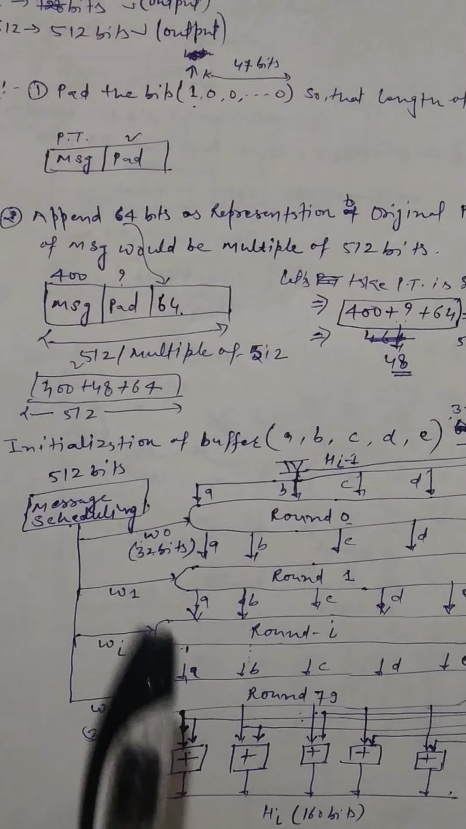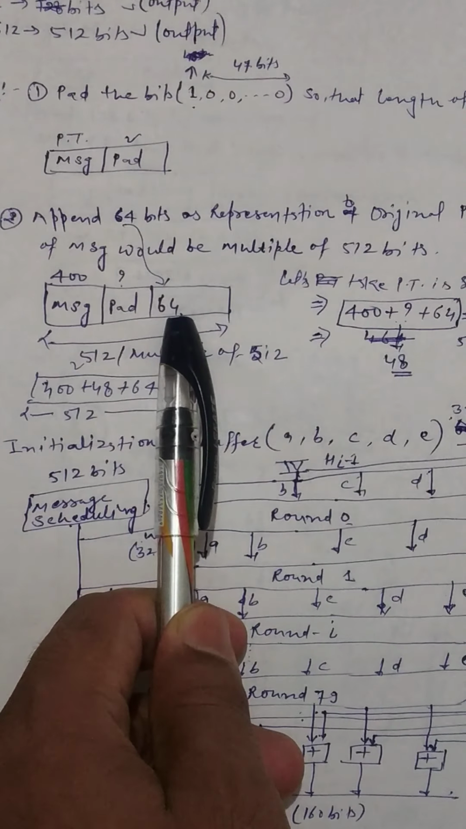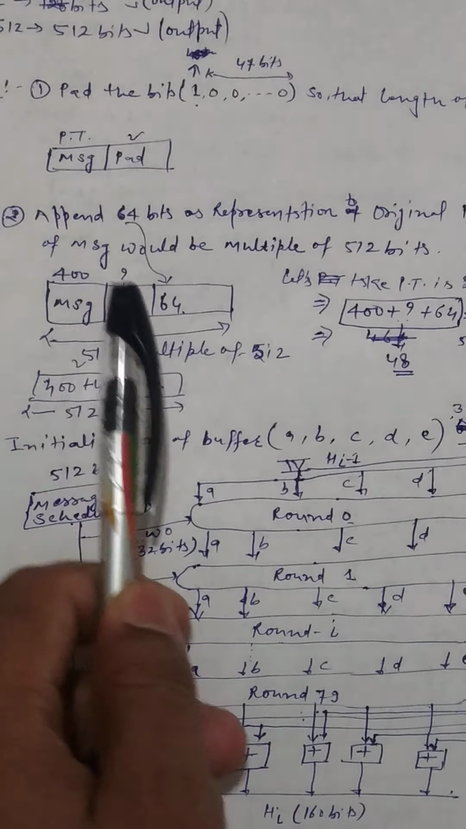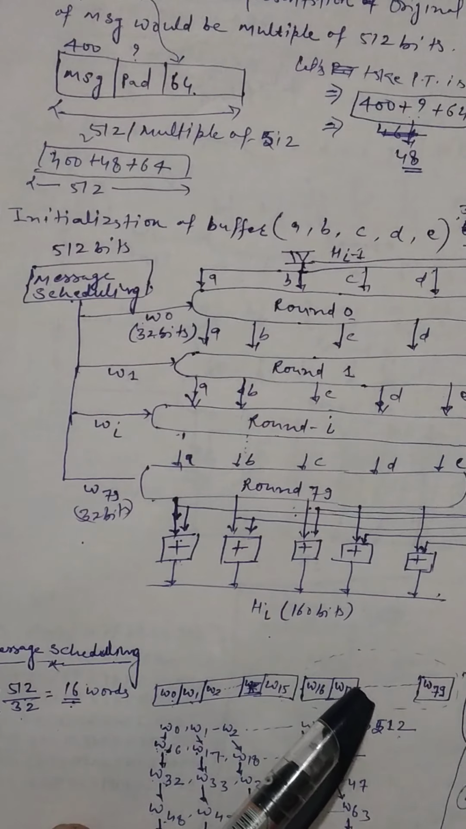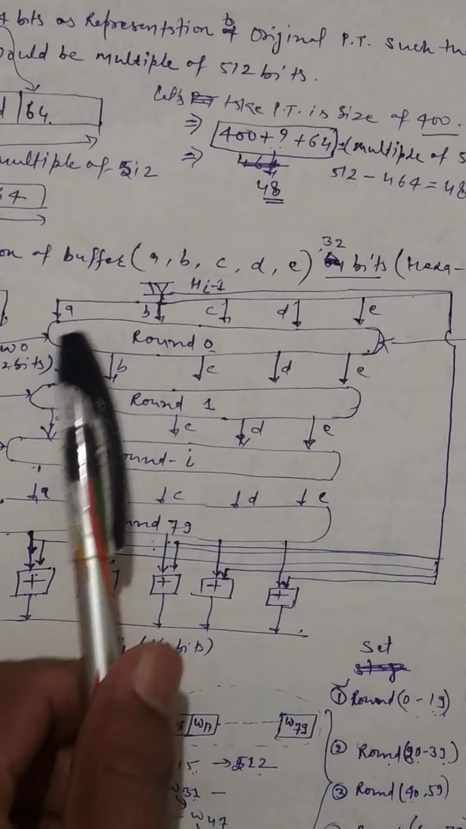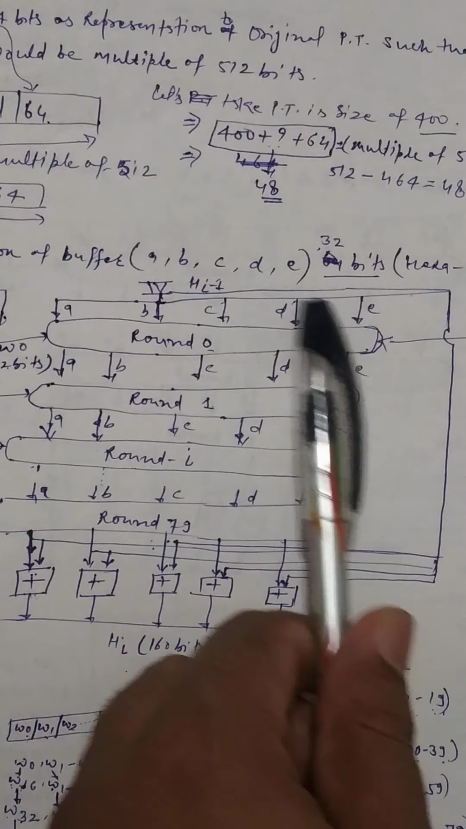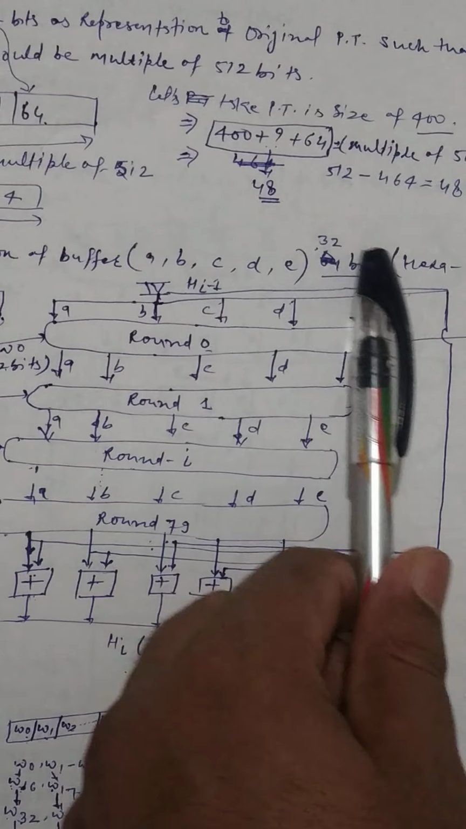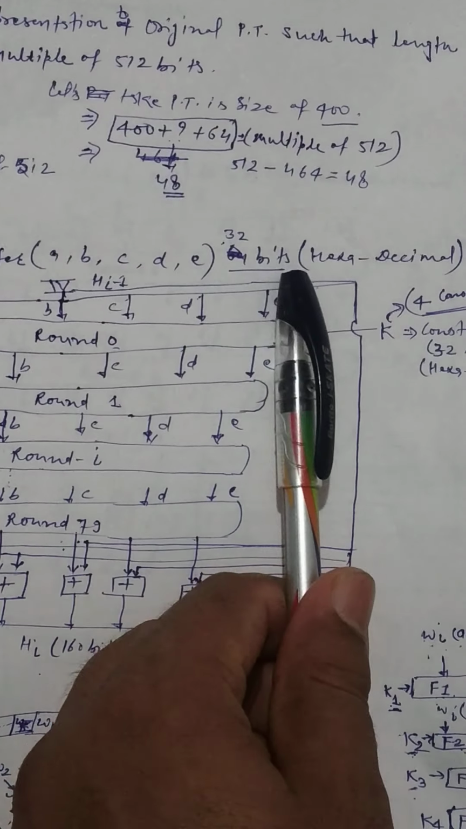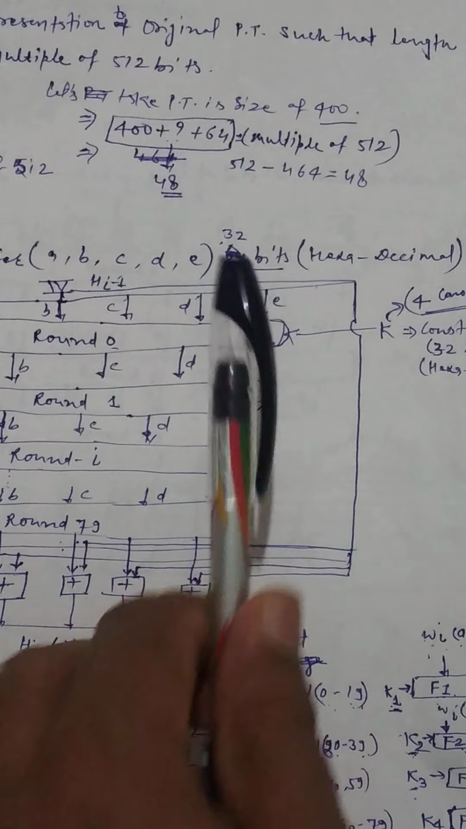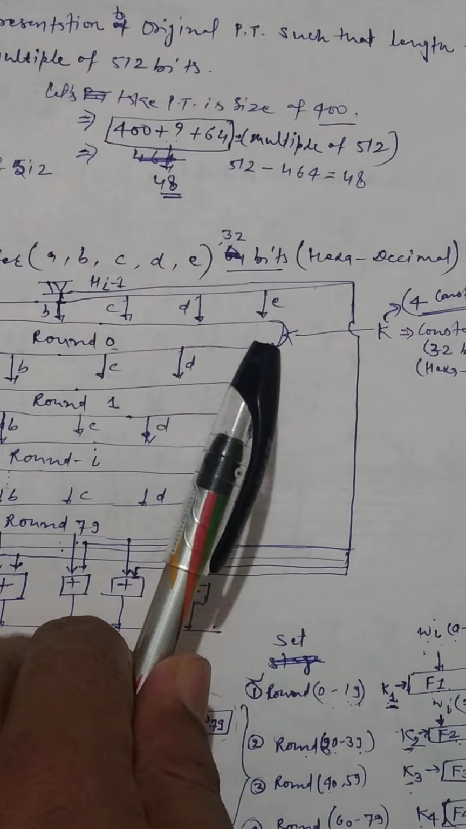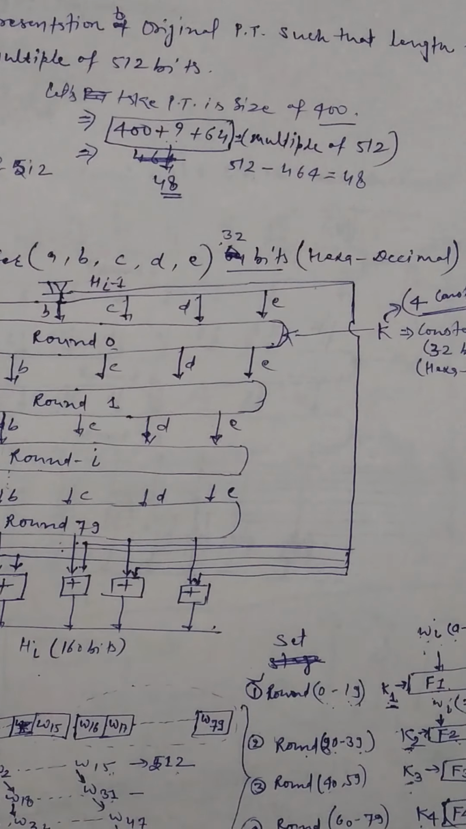What we have determined is the message padding; the message we have taken as 400, and the padding value we have determined. So this part we have determined. Now the third step is the initialization of the buffer. There are 5 registers we are taking, A, B, C, D, E, and each register is 32 bits and contains a hexadecimal value. Now why are we taking 32 bits over here, and how to represent this?